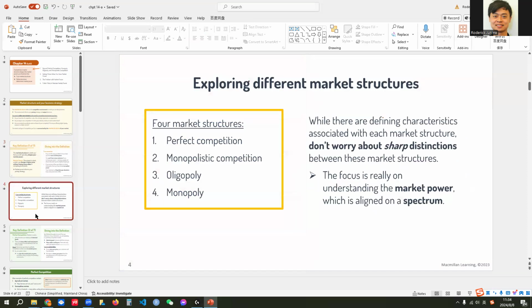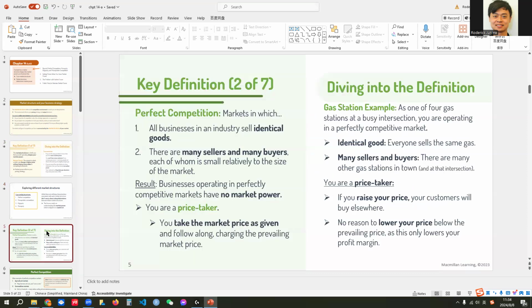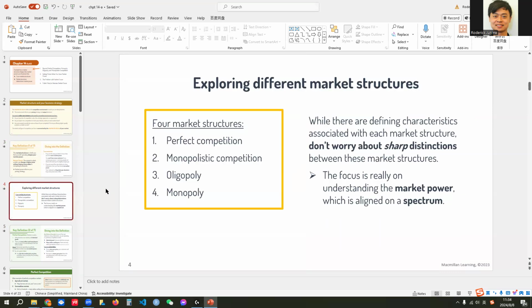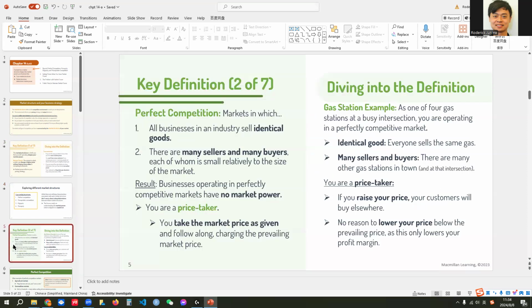So now let's look at those four market structures. The focus is really on understanding market power, which is aligned on a spectrum. As I just mentioned, it is aligned on the spectrum of elasticity. That's why I adjusted the sequence of the class to have chapter 5 just ahead of chapter 14.